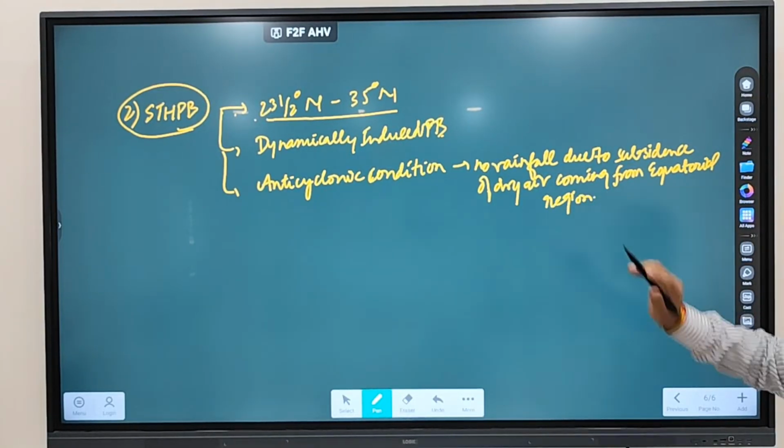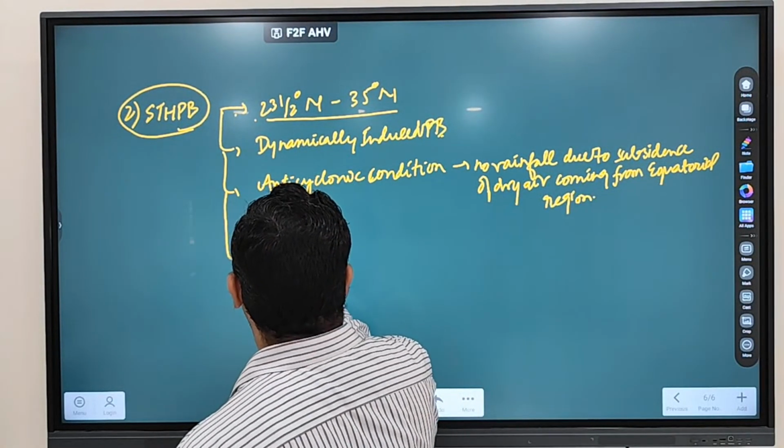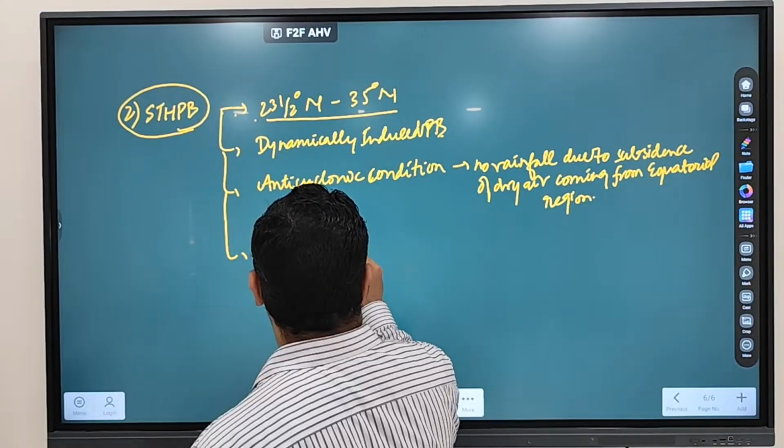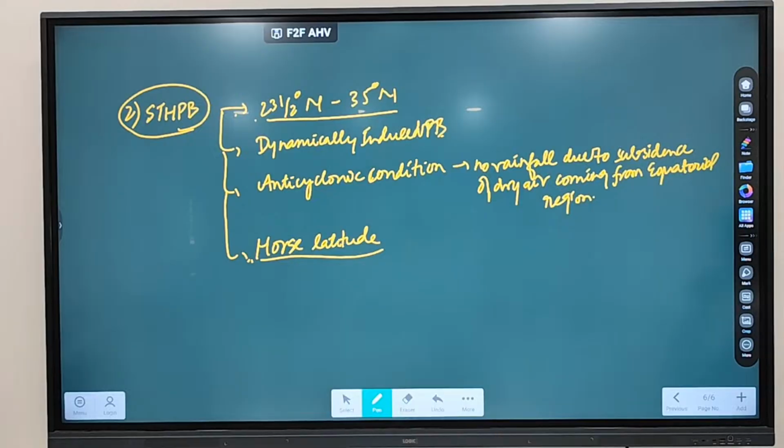Due to subsidence of dry air coming from the equatorial region. The other important part that you see is that this region is also referred to as the horse latitude, 23.5 to 35 degrees.